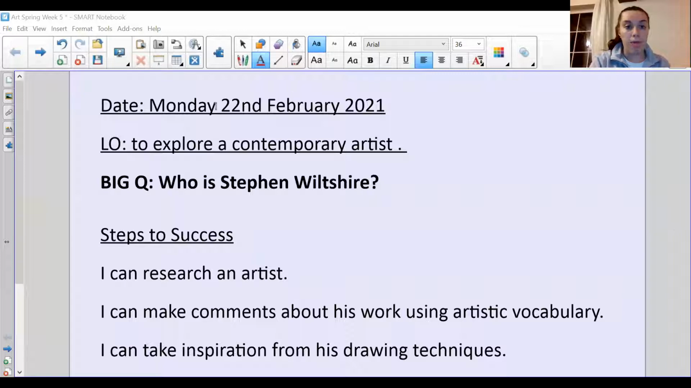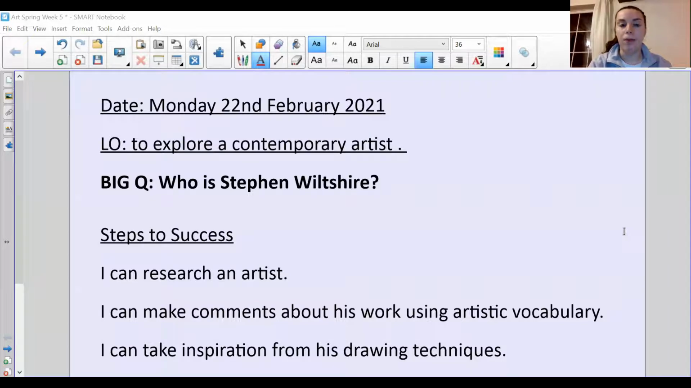Okay, so for Year 5s, it will be Monday, the 22nd of February. For Year 6s, it should be Tuesday, the 23rd of February. And we are going to be exploring a contemporary artist. And a contemporary just means someone who is working now, a modern artist. So he's still alive, he's still creating artwork. Our big question is, who is Stephen Wiltshire?